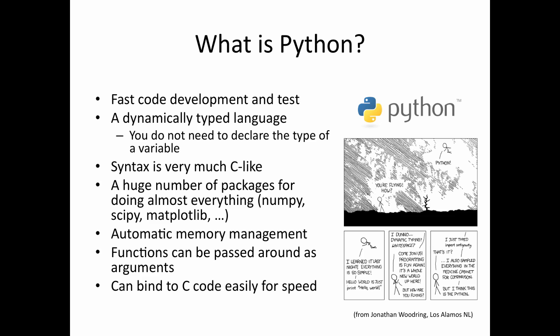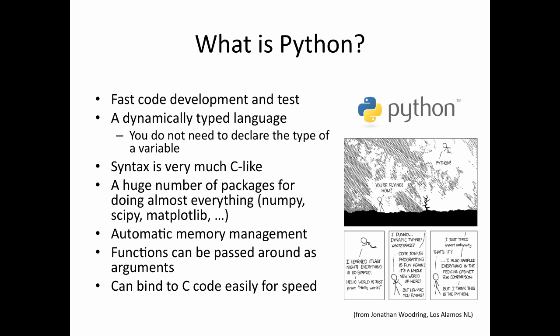So what is Python and why Python? Python is a dynamically typed language. It is very much like C. However, one special thing that is different is that you do not need to declare a variable before using it. It has a large number of packages that allow you to do almost everything. So for many routine tasks, you can easily find packages that are already done for you, so you do not have to implement from scratch.